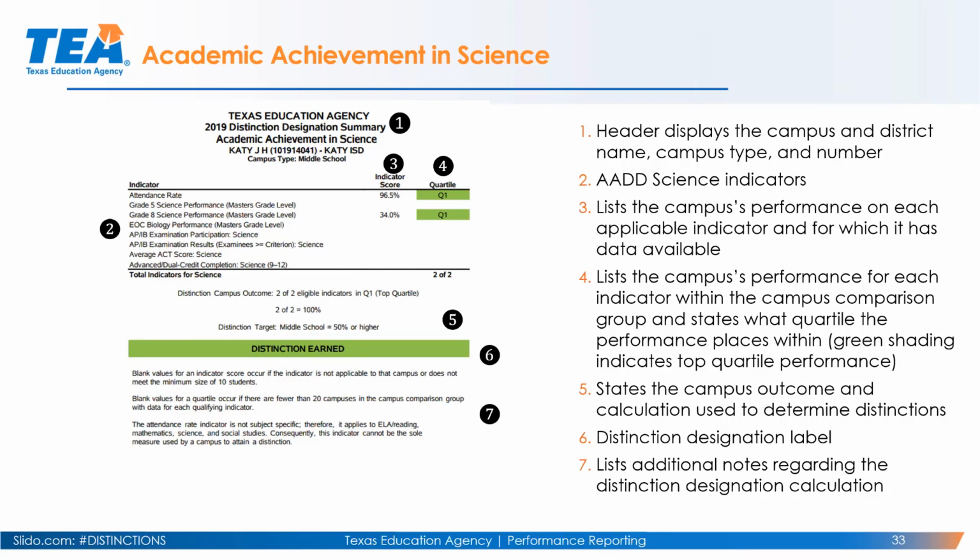So for this junior high, we're looking at indicators for performance on the left-hand side, section 2, and we see that 2 out of 2 are in the top quartile for performance. And these are for indicators at this junior high for which it has data available. You'll notice that at the junior high, there is no data available for the end of course bio test. So this campus has 2 indicators of data that are available, and it's scored within the top quartile for these 2 particular indicators in its campus comparison group. 2 out of 2 is 100%. The distinction target for middle schools is 50% or higher. So at 100%, we see in section 6 that the distinction designation label is distinction earned. And section 7 would list any additional notes regarding this particular distinction calculation.